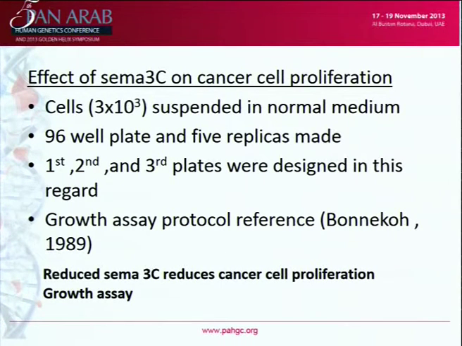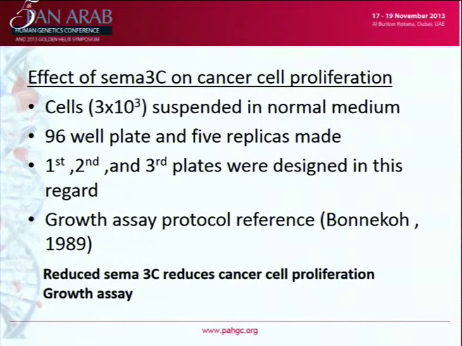Briefly about the growth assay. For the growth assay, I used a 96-well plate, as most of the audience know, and the cells were suspended, like 3,000 cells, in the normal medium. I used 3 sets of plates, fixed them on day 1, day 3, and day 5, and I wanted to compare whether the cell proliferation is somehow influenced by semaphorin 3 expression or not.